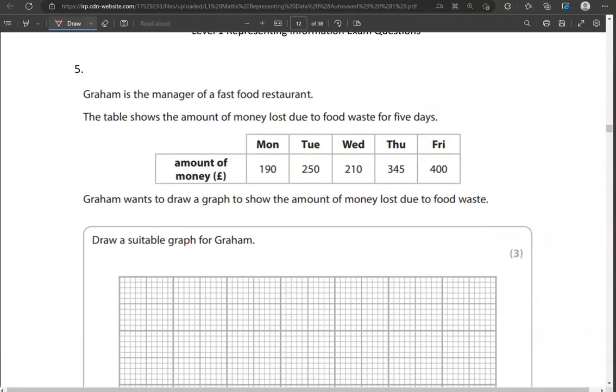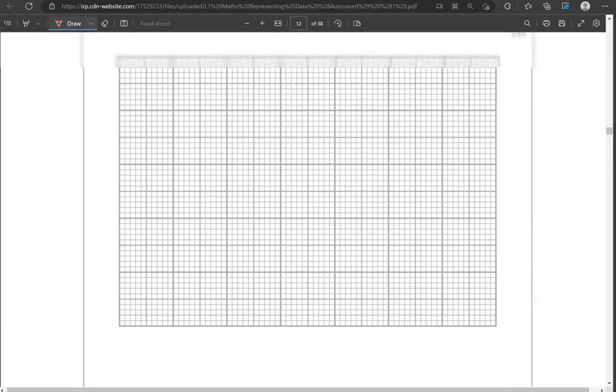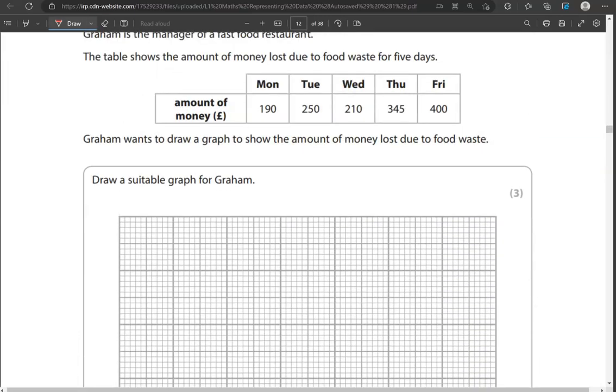Graham is the manager of a fast food restaurant. The table shows the amount of money lost due to food waste for 5 days. Graham wants to draw a graph to show the amount of money lost due to food waste. Draw a suitable graph for Graham. Since the question doesn't specify, we could draw a bar chart or a line graph in this case. Since we're tracking the amount of money that is wasted over a period of time, from Monday to Friday in this case, a line graph also works. And that's what I'm going to do. I'm going to draw a line graph.